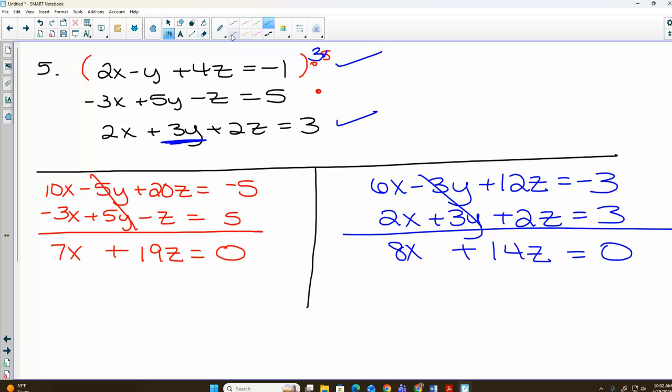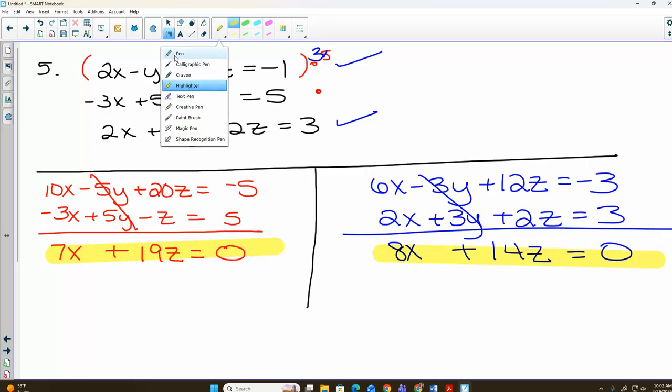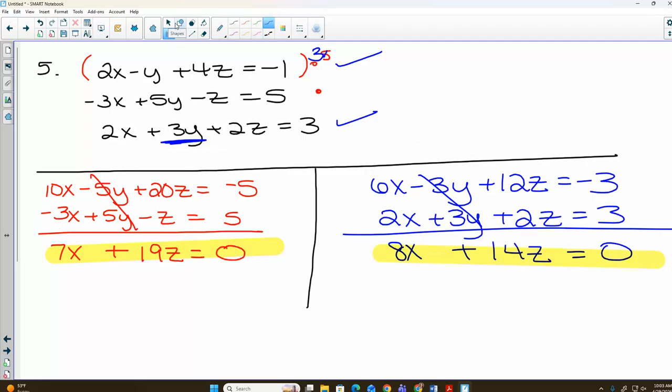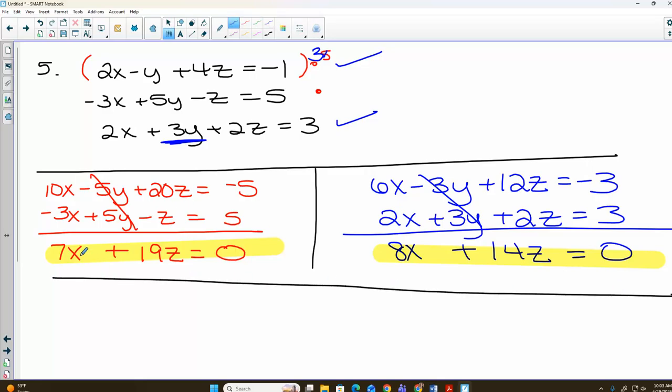All right, at this point, I now have 2 equations that both have x and z. So I should be able to use those to eliminate something. What do you want to eliminate? X. Okay. So if I do that, I'm going to have to multiply both equations by something. I'm going to have to take the first one times, let's say, negative 8, and this one times 7.